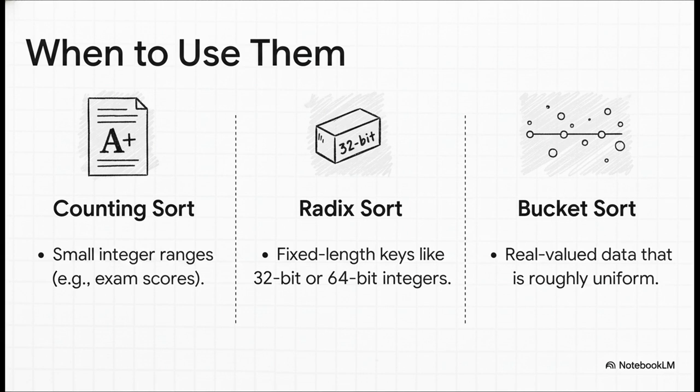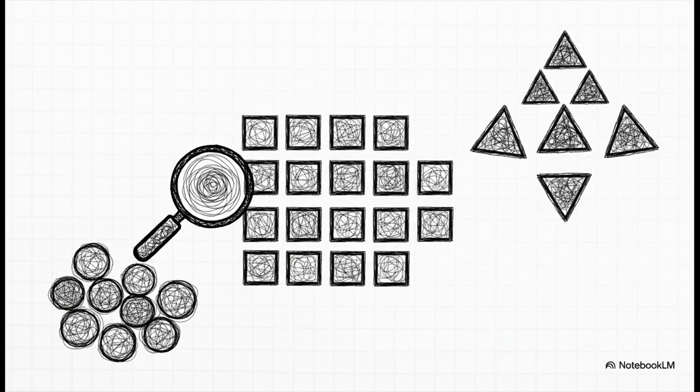It's fantastic for that. And bucket sort? That's your ideal choice when you're dealing with real-value data that you have good reason to believe is roughly uniform, something like telemetry data coming off a sensor. So, what's the big takeaway from all this? It's that these algorithms aren't magic. They're a masterclass in trade-offs. You give up the general purpose, one-size-fits-all nature of a comparison sort, but in return, by exploiting that little bit of extra knowledge you have about your data's structure or its distribution, you get a massive win in performance.